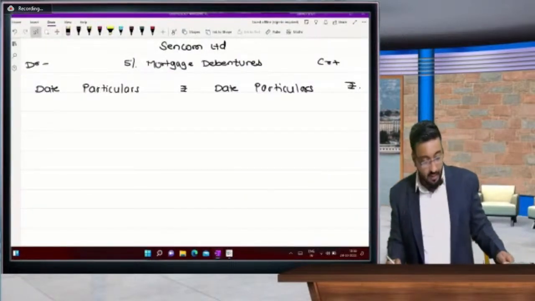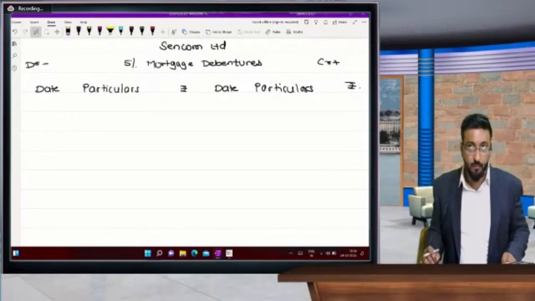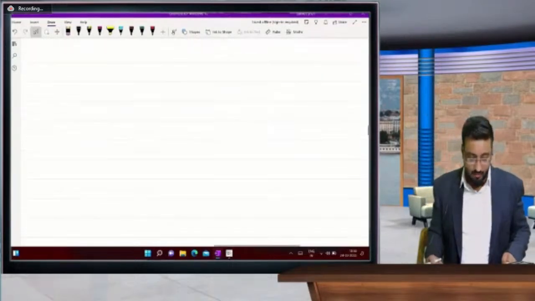Date, particulars, rupees, date, particulars, rupees. 1, 2, 3, 4, 5, 6, 7, 8, 10 lines. Beta, skip 10 lines.